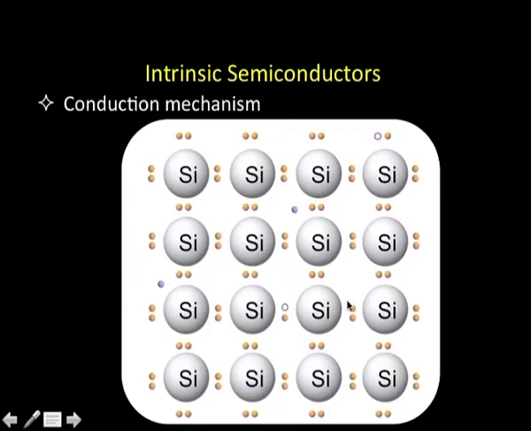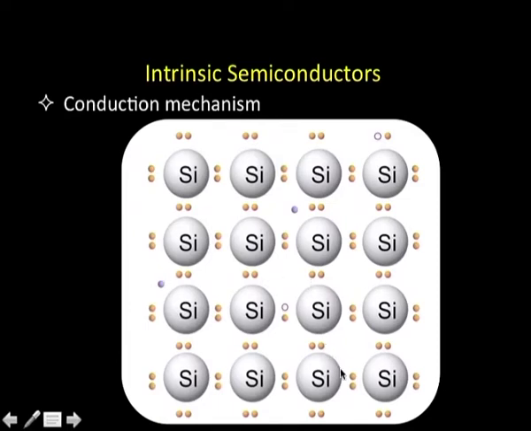That means, initially at absolute 0, all the electrons were around the silicon atoms there. But at room temperature, this electron has moved from this place and come down to somewhere here. So, this has become a hole, and this has become a free electron in the conduction band, which can conduct and make it semiconducting there.